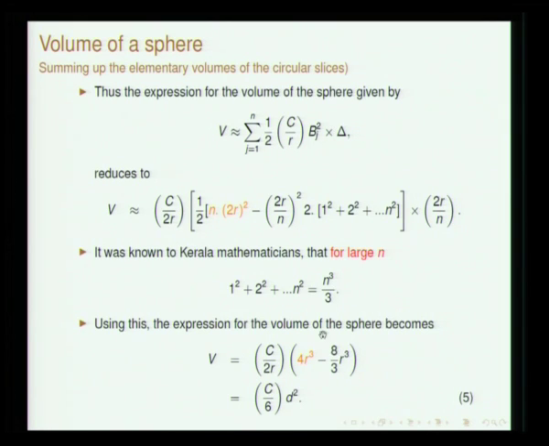So, this result was known, and once you plug it in, what you will have is 4R cube minus 8 by 3 R cube, and this will turn out to be 4 by 3 pi r cube as we understand today. There is a very neat proof which has been presented by Jeshtadeva in his Yukti Bhasha.